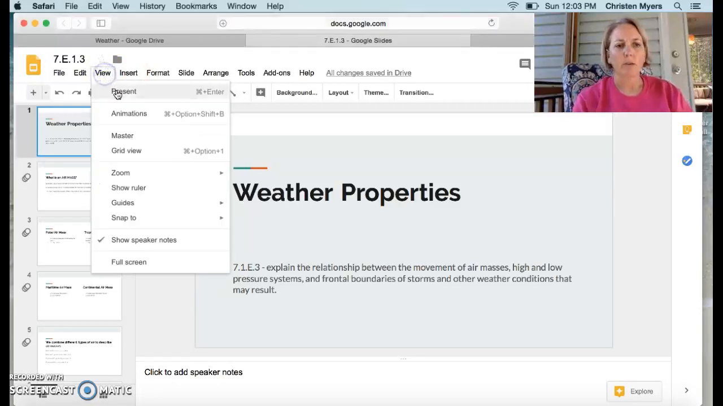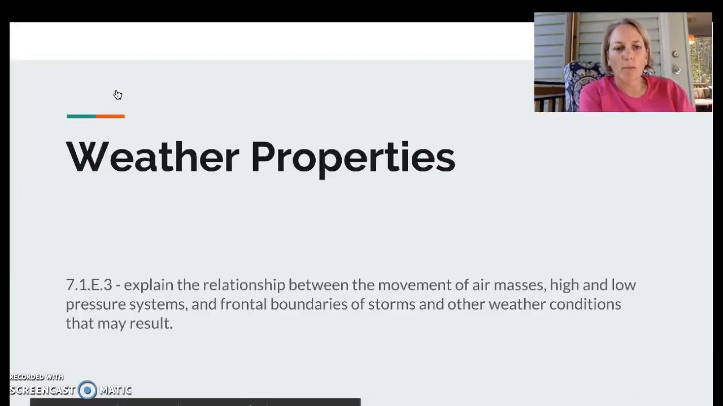Hey guys, we're getting ready to start our flip video on weather. So we're going to first look at the objective that we have for this.